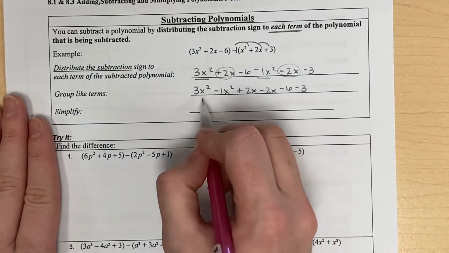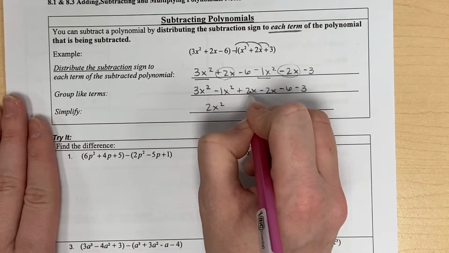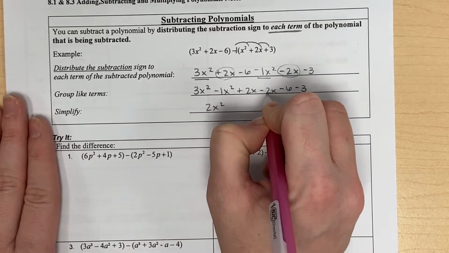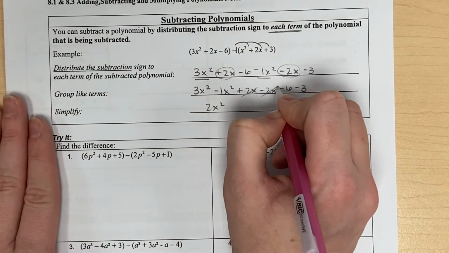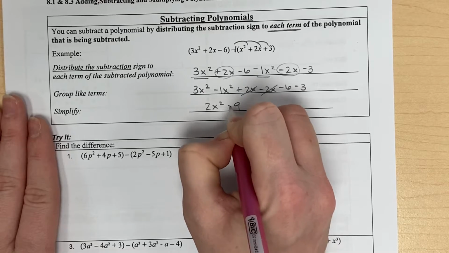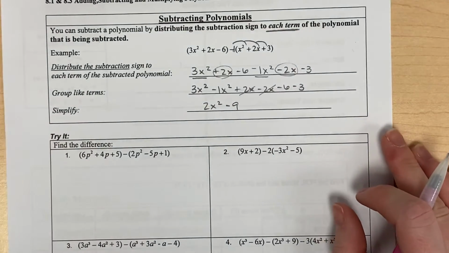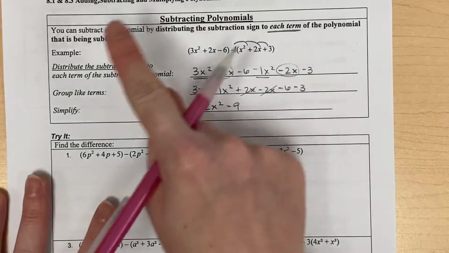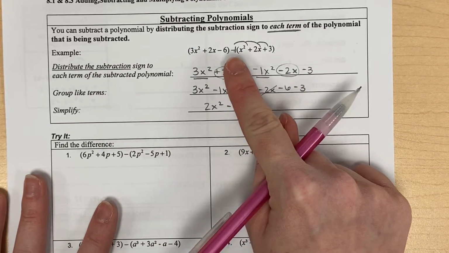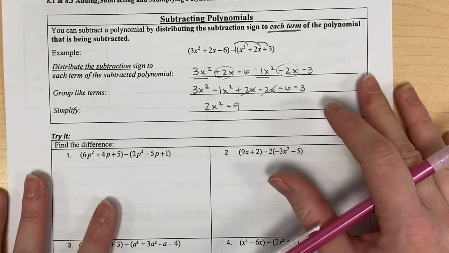And then now I'll just simplify. 3x squared minus 1x squared would be 2x squared. 2x minus 2x is actually 0. Those will cancel there. And then -6 minus 3 is -9. And that's okay if your two middle terms cancel. That happens from time to time. Okay, so as you can see with subtracting, you're basically just distributing that -1, and then you're combining your like terms similar to what we did in addition.